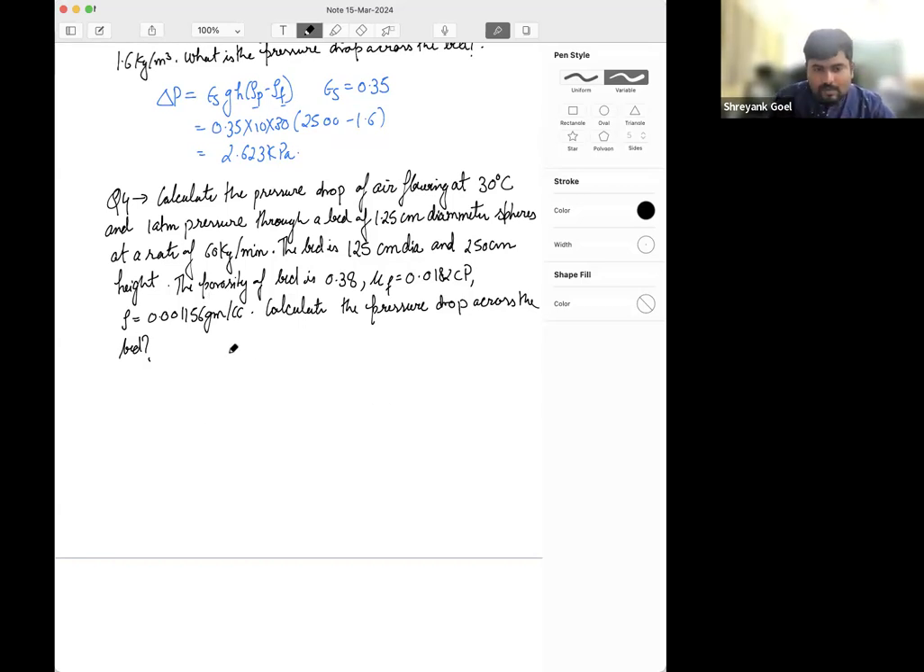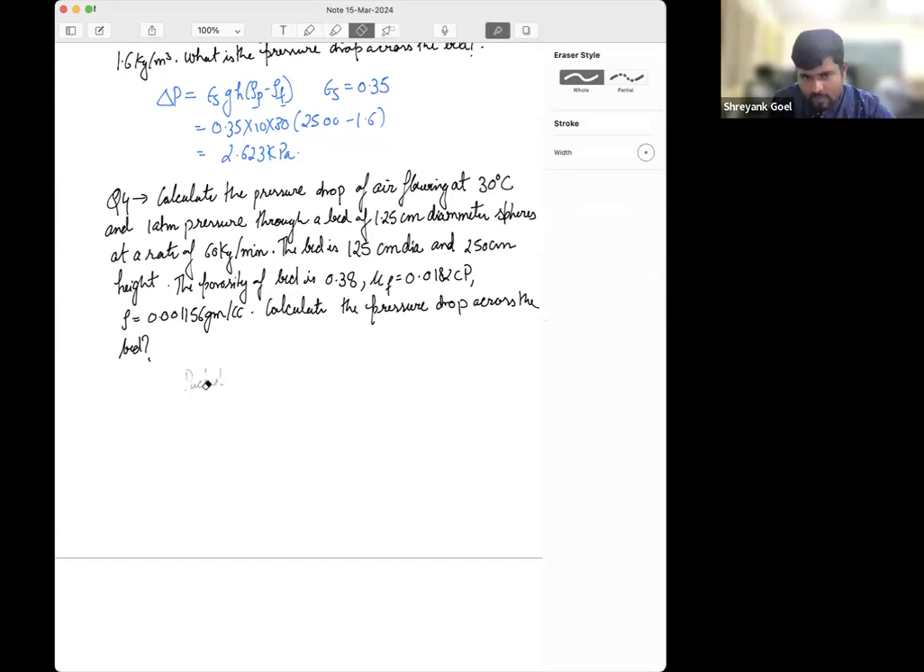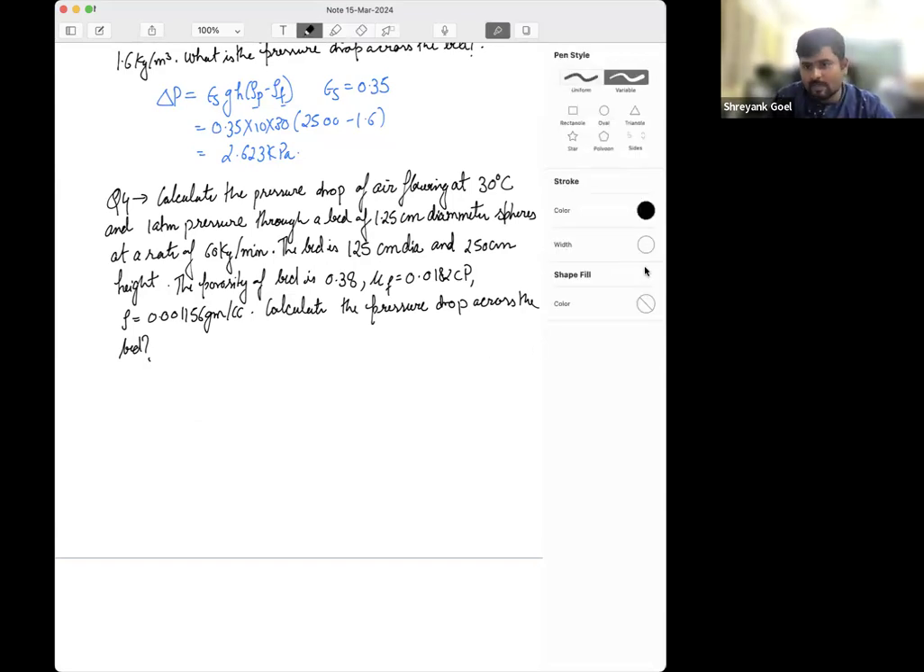So the conditions are packed bed. This is basically a conceptual question as well as numerical, and based on that, we will solve it. So basically, packed bed Reynolds number and type of flow. Okay.